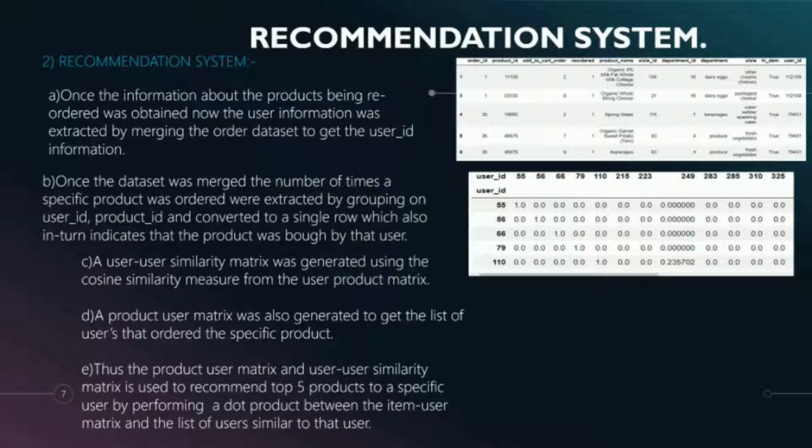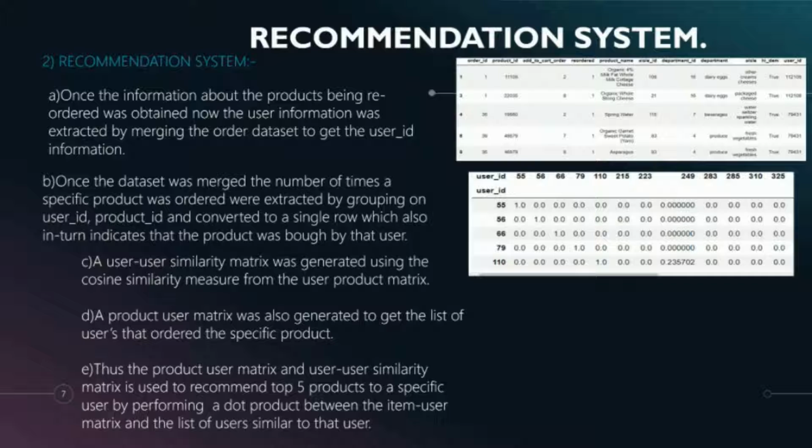Now coming to the recommendation system. Once the information about the products that are in high demand was obtained, the user information was extracted by merging the orders dataset to get the user ID information, as shown in the snippet in the top right corner, which is in turn used to generate a user-user similarity matrix. Once the dataset was merged, the number of times a specific product was ordered was extracted by grouping on the user ID and the product ID and converted to a single row, which also indicates the list of items that was bought by that user.